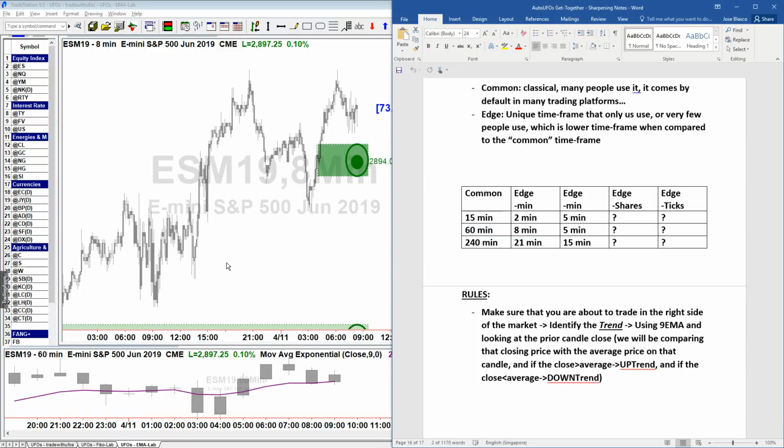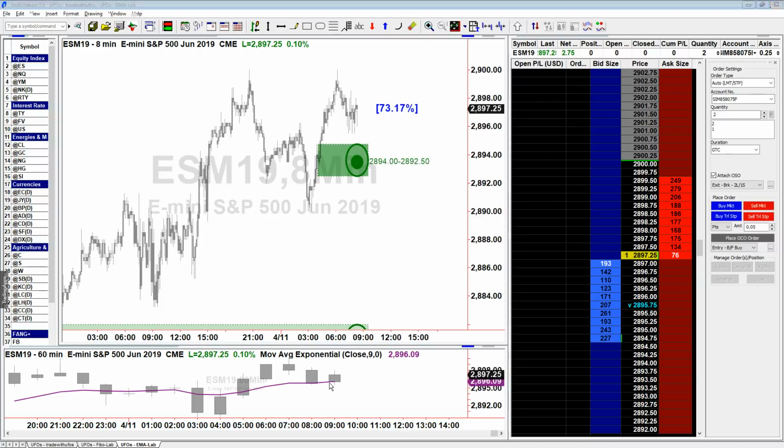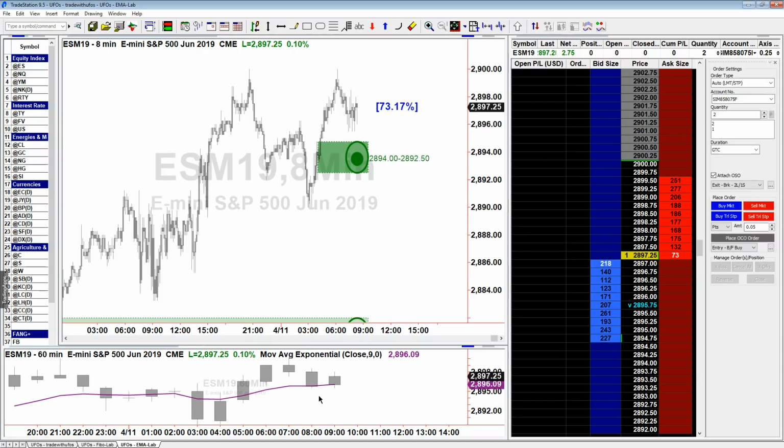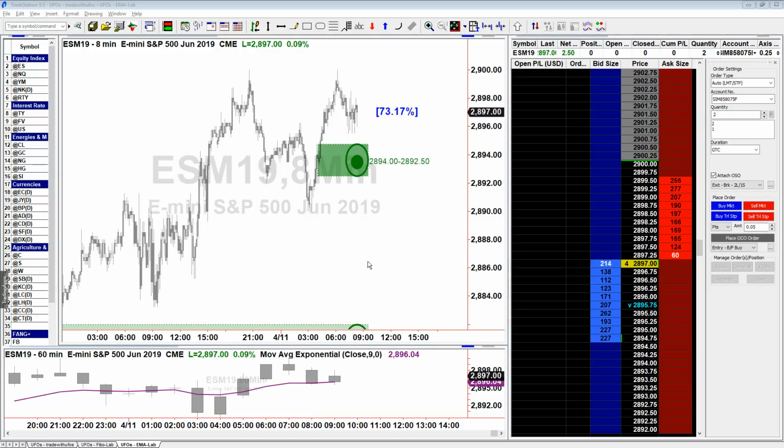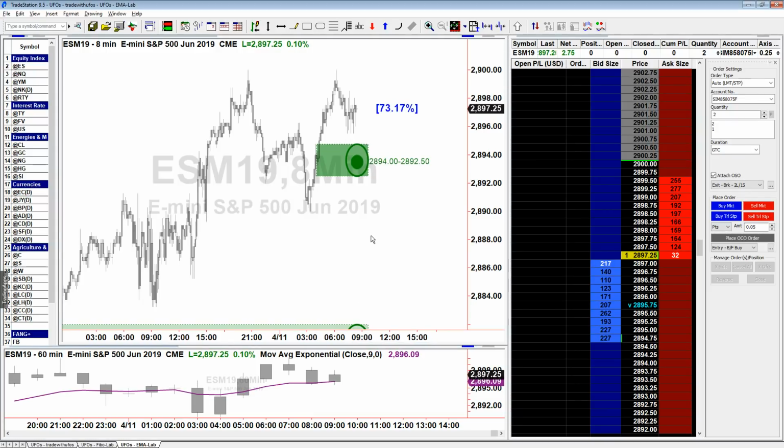And if I do that, what am I looking for? Where I have a close. Let's look at the prior candle. The average is 28.95.8 and the close is 28.95.75. So we are in a downtrend, so we are looking for red UFOs, which we don't have on the S&P. So what about the NASDAQ?